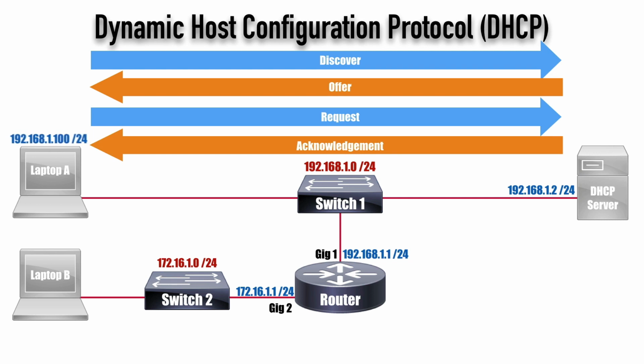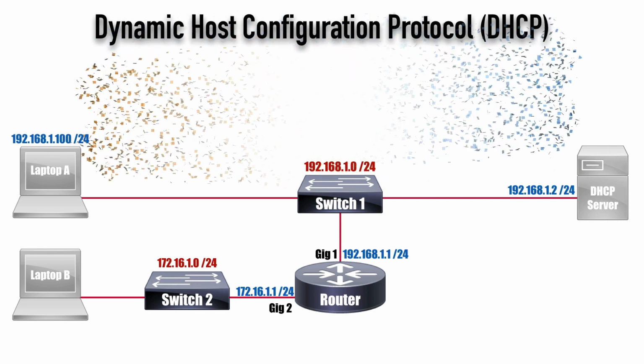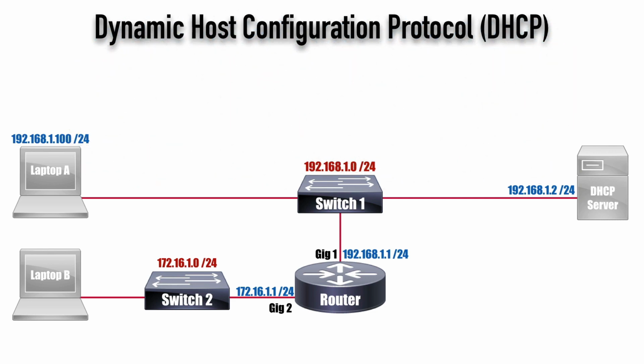But one of the challenges we have is what happens when laptop B wants to get an IP address, because it's not on the same subnet as the DHCP server. It has to go through a router. How is it going to do that? Because after all, when it sends out its Discover broadcast, that's going to get discarded because a router doesn't forward broadcasts. A router separates broadcast domains.